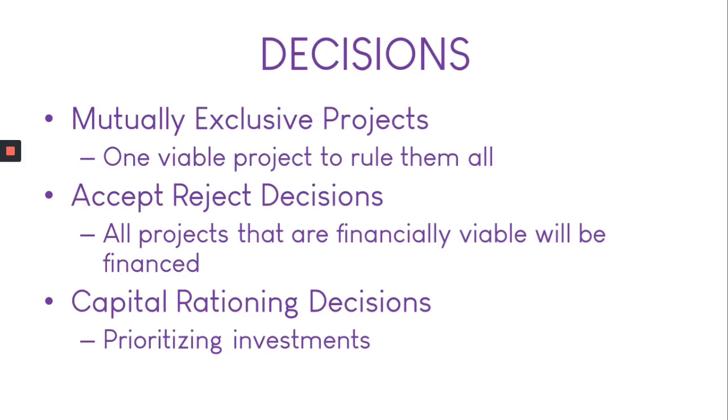Number 2, we have the accept reject decisions. Accept reject decisions is just the acceptance rule. If they pass the profitability or the viability test, they will be funded. Last one is the capital rationing decisions. In the capital rationing decisions, it means that they don't have that much money, that much finance. So their investments must be prioritized. Whatever investment is needed by the company right now will be prioritized and financed.